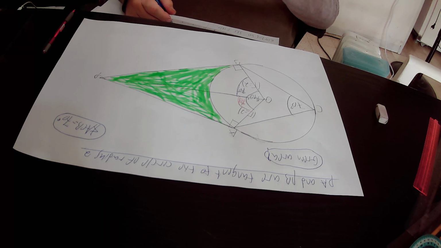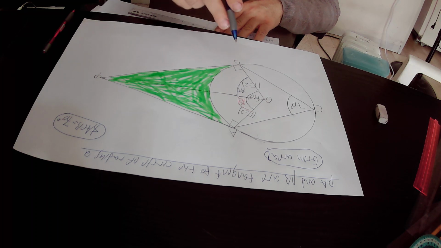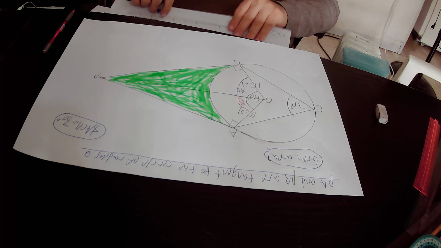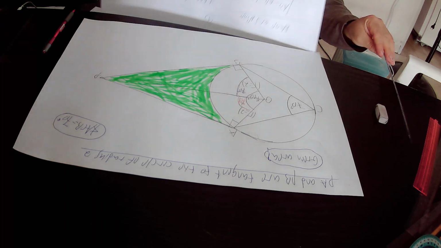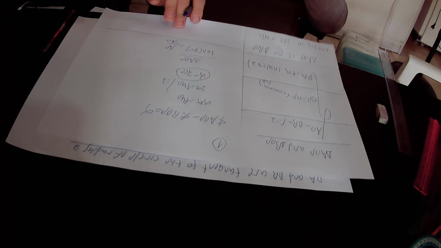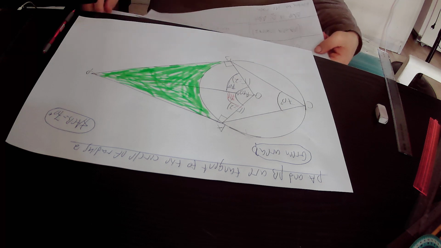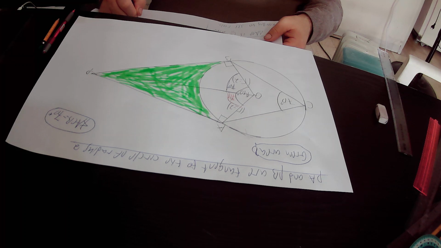What is the value of tangent 70 degrees? Tangent 70 degrees equals AP over AO. Repeat again: tangent 70 degrees equals AP over AO. AP is the missing side, so we will leave it as it is. So it is AP over AO.